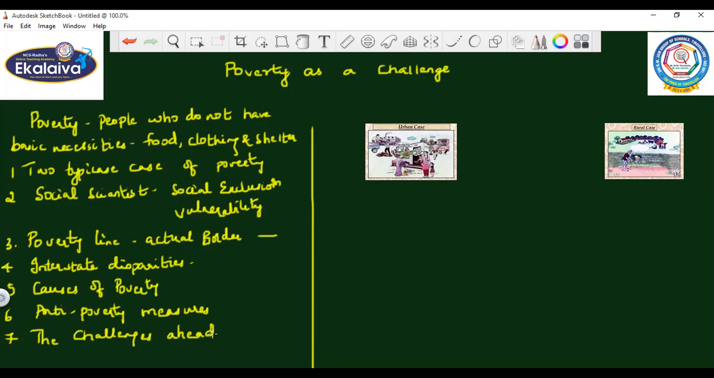Now, with this description, we can just have an overview, children. When people have certain basic necessities, is it enough? Then still it is a question mark. It's not enough if people have food, clothing, and shelter, children. They should have health care, they should have education, they should have good sanitation. All these together make up people who are not in a poverty stage.